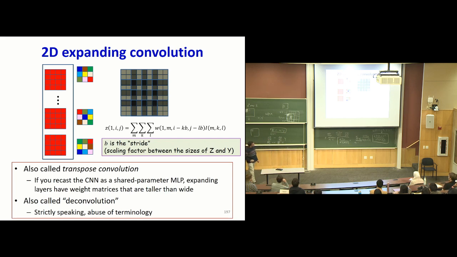So this stride is the scaling factor. The whole operation is again often called a transposed convolution, because if you think of this as an MLP, the shape of the weights matrix looks transposed with respect to the shape of a traditional weights matrix.